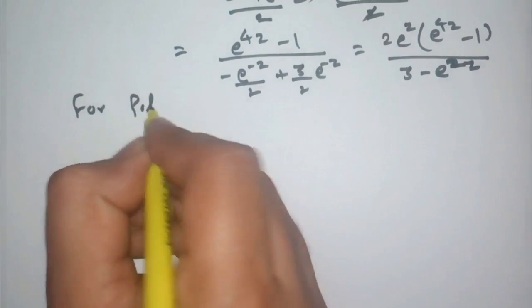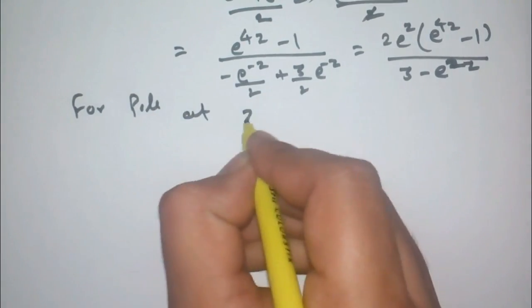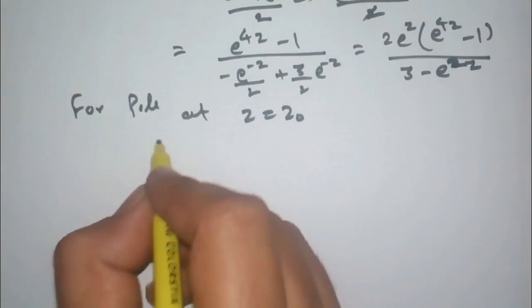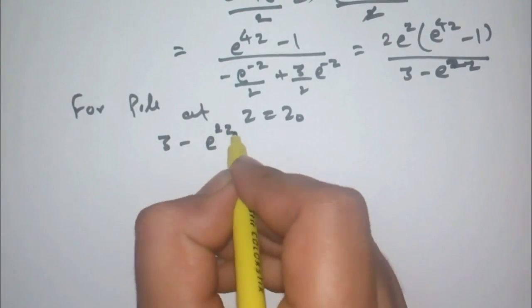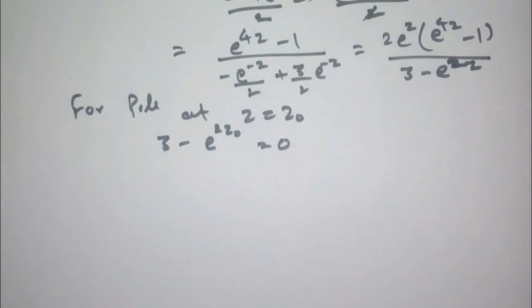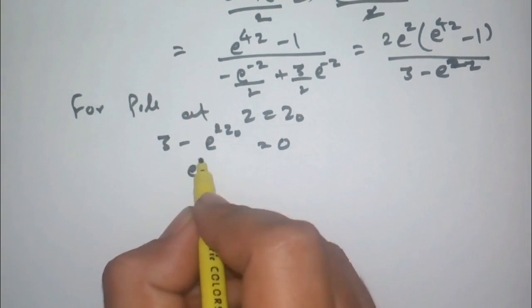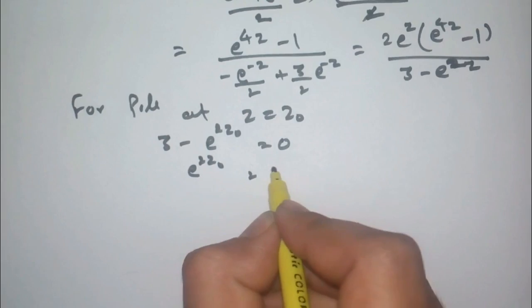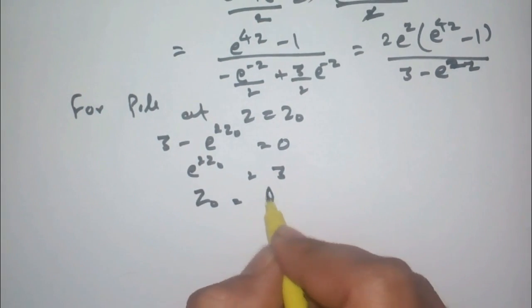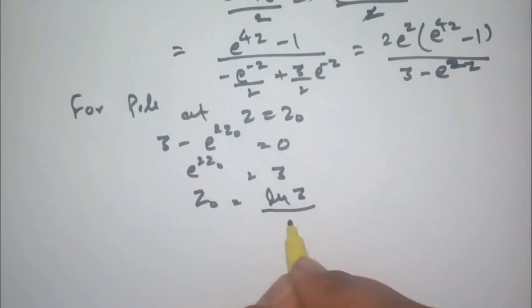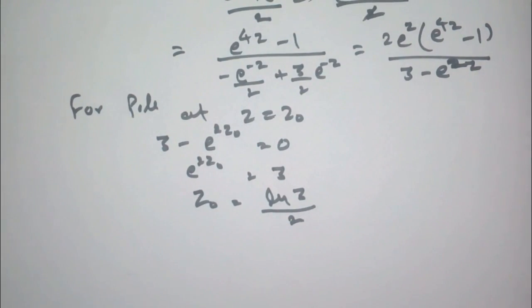For the pole at z equal to z0, we have 3 minus exponential 2 z0 equal to 0, which will become exponential 2 z0 equal to 3, then we will get z naught equal to natural log 3 upon 2.